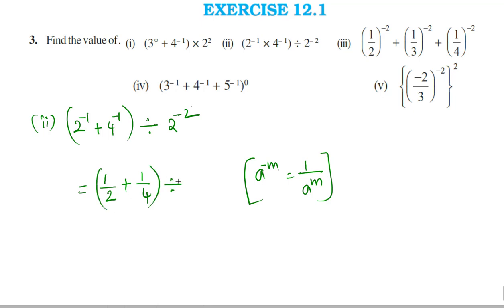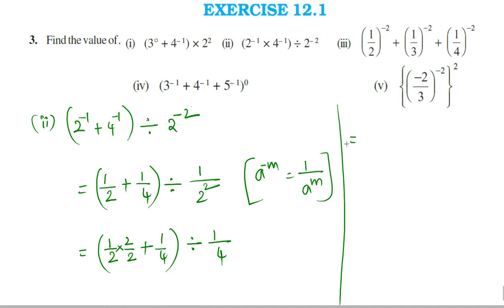Then divided by 2 to the power of negative 2, which can be written as 1 by 2 square. So that is equal to 1 by 2 plus 1 by 4. Here we need to make the denominators equal. For that, let us multiply 1 by 2 by 2 and divide by 2, so 2 by 2, like that, plus 1 by 4. Then divided by 1 by 2 square, which is 1 by 4.